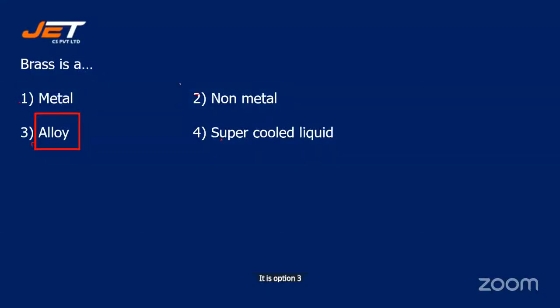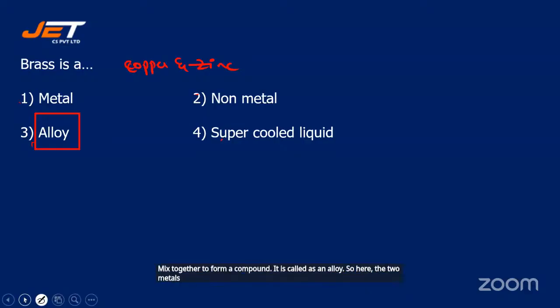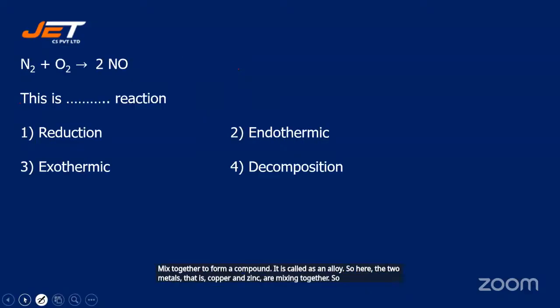Alloy. Actually, brass is an alloy which is made by mixing copper and zinc. The two together will form brass. So it is an alloy. When two or more metals mix together to form a compound, it is called an alloy. Here the two metals, copper and zinc, are mixing together. So this is an alloy.